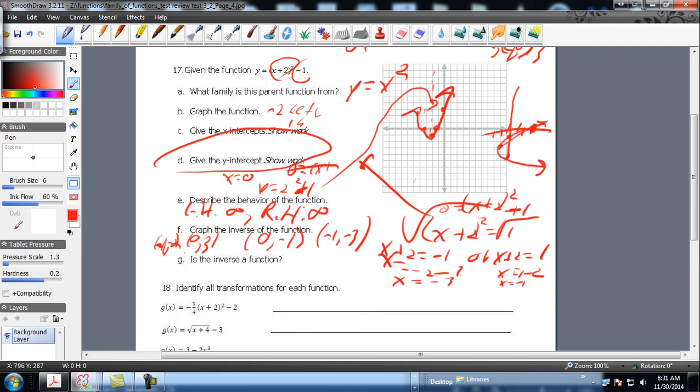Cool. Is this a function? No. Why not? Because it fails the vertical line test. Wow. This is not quite that important, but it's going to be in a little while, so don't worry about it too much. But you should understand that.